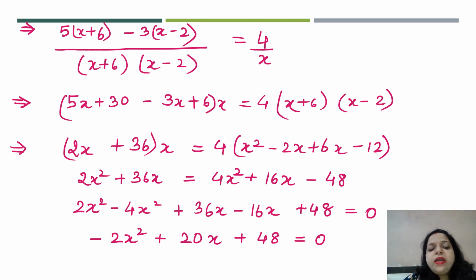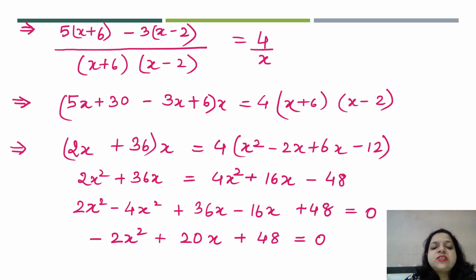Okay. 2x square plus 36x: 2x into x will give you 2x square, plus 36 into x will give you 36x, plus 4 into x square will give you 4x square, plus 6 into 6 minus 2x will give you 4 into 4 is 16x, and 4 into minus 12 will give you minus 48.